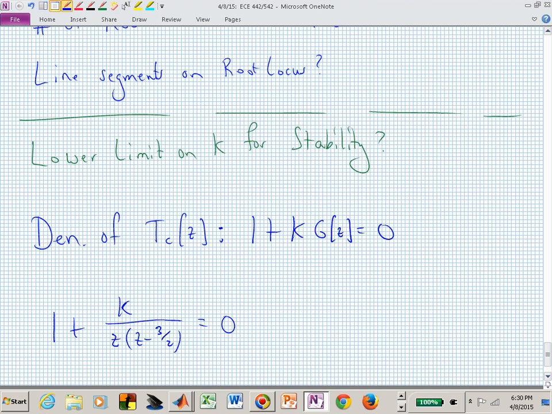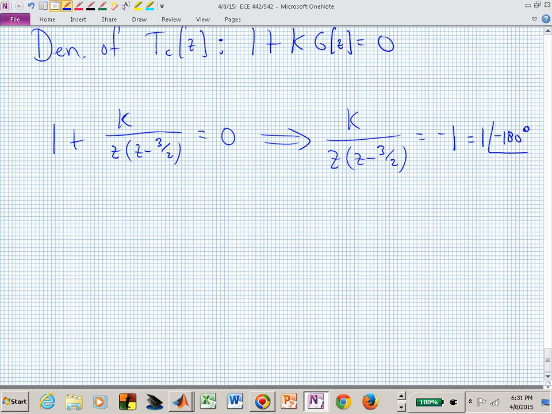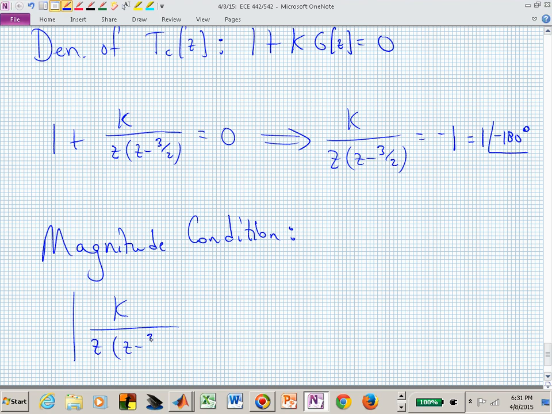We can solve that and say, we're interested in k, z minus 3 halves equals minus 1. Or that's 1 at minus 180 degrees. And our magnitude condition allows us to say that the magnitude of k, z minus 3 halves, must equal 1.